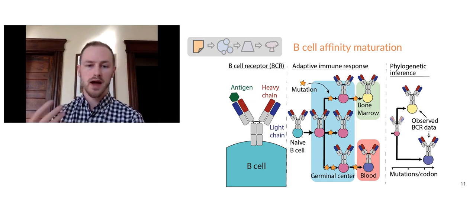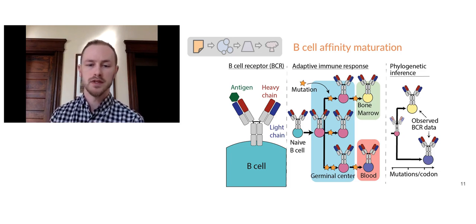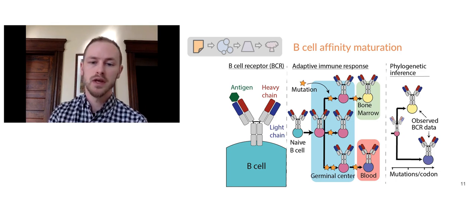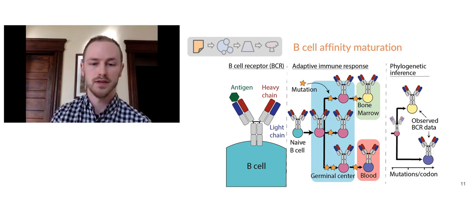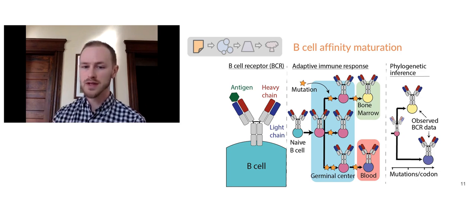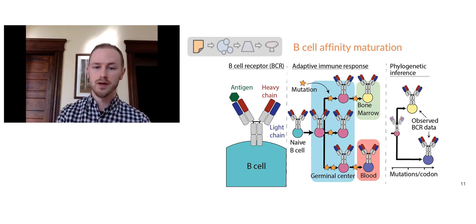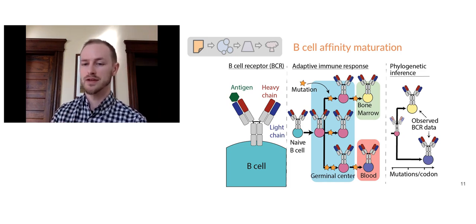B cells with higher affinities survive more readily than those with low affinity, so they're selected. And over time, this produces high affinity antibodies, or B cells that produce high affinity antibodies, which can then differentiate into plasma cells that go to the bone marrow or memory B cells that go to the blood. This talk focuses on B cell phylogenetics, and the goal of B cell phylogenetics is to use the cells that we can observe, which are usually not the ones actively undergoing affinity maturation, and try to make inferences about the history of B cell lineages.